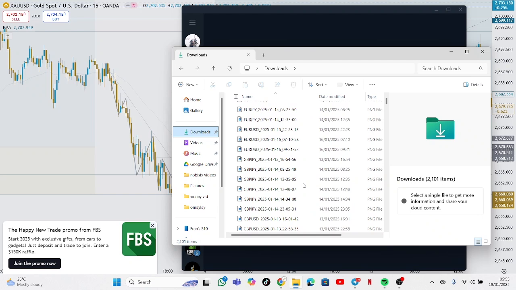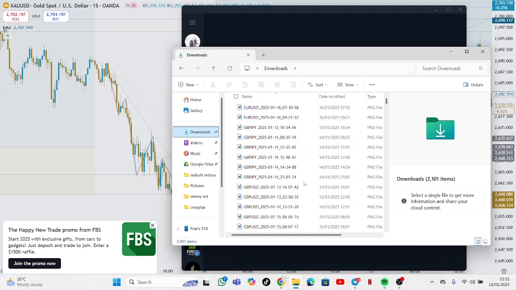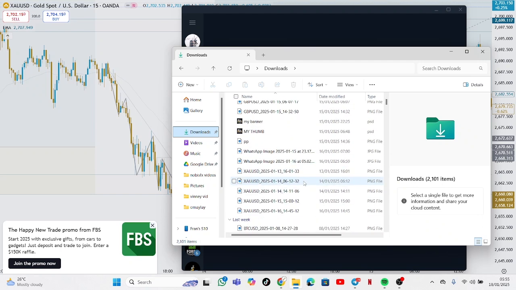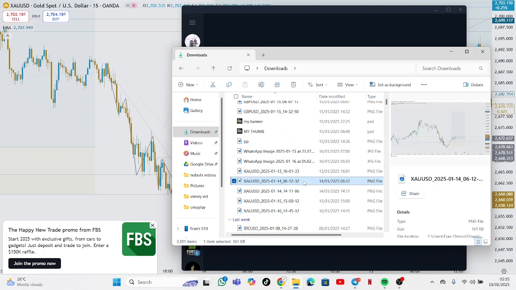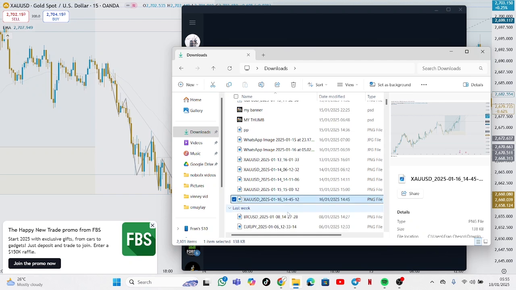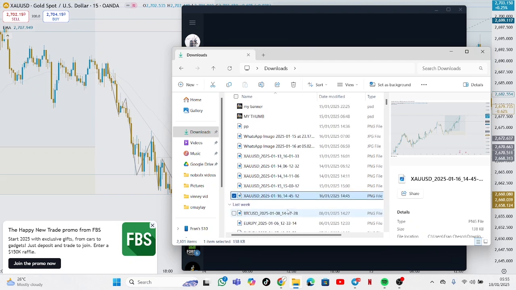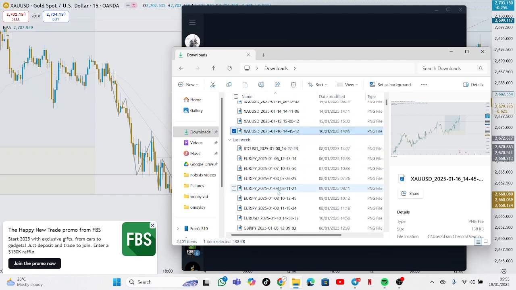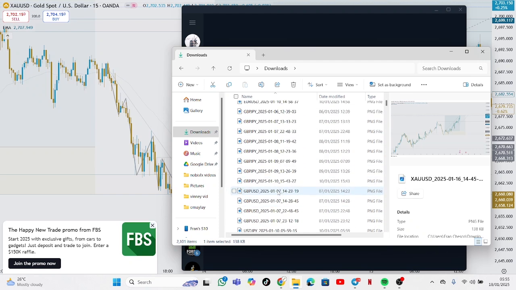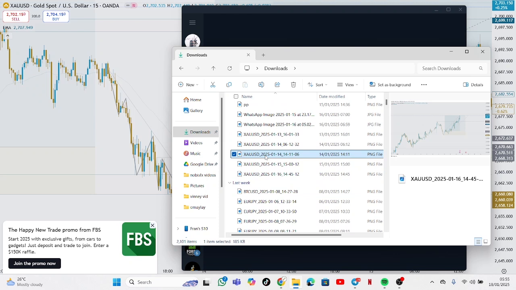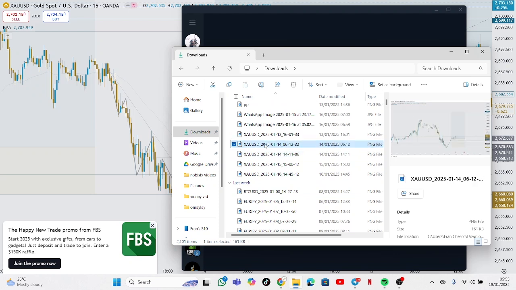Where is the screenshot? I normally take a screenshot of my trade before and after. Let me check if I can see it. Where is the before and the after? Let me just look for the before. I think here is the before. Yeah, let me show you guys the before.